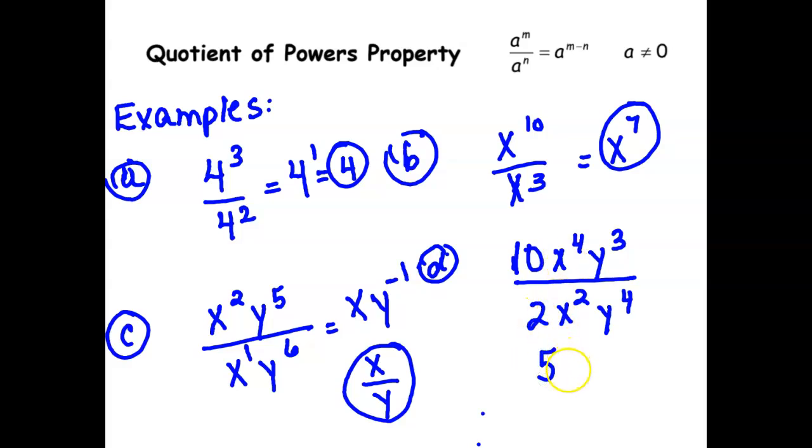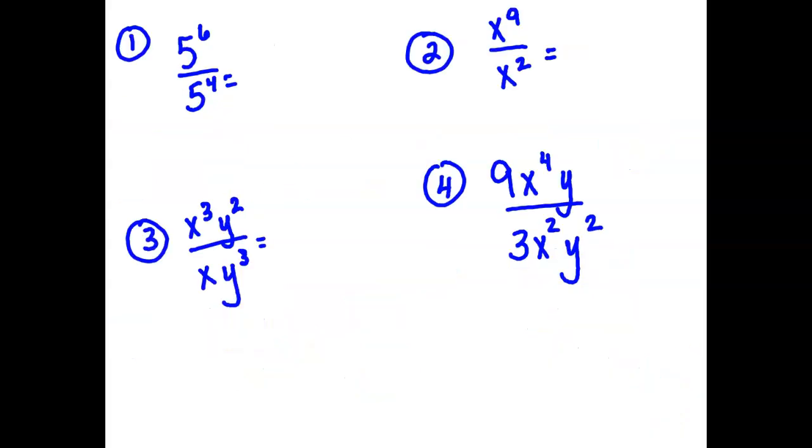x to the 4th divided by x squared is x squared. And then y to the 3rd divided by y to the 4th is y to the negative 1. Again, we write the final answer without a negative exponent, and it would look like this: 5x squared divided by y. Okay.